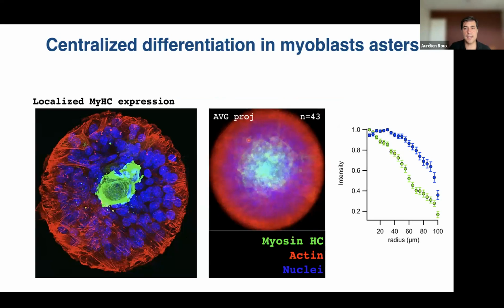So if you look at where the differentiated cells appear in the mound structure, what you see is that they are mostly located in the center. This is a single picture, and this is an average of 43 different patterns, and you see that the green is mostly in the center. And that means that where you have the highest stress, you have more differentiation, which is expected from what was known before, because those cells differentiate under stress.